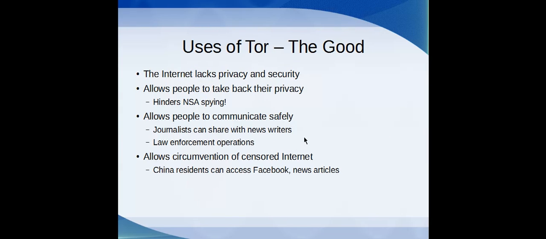And it also allows circumvention of censored internet. China has a very, very strict internet. For some reason, China doesn't want their residents to access the outside world. They don't want them getting into things like Facebook and seeing news articles. So China residents can use Tor to circumvent that censored internet. Tor allows them to access the outside world. They can access things like Facebook and news articles and Twitter and all kinds of stuff like that by using Tor.